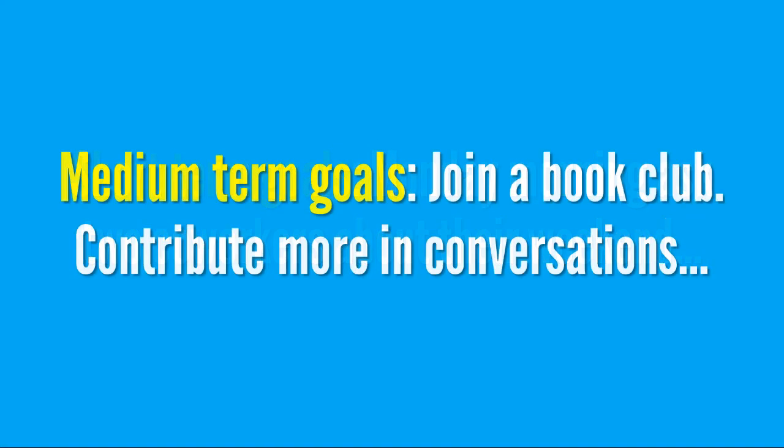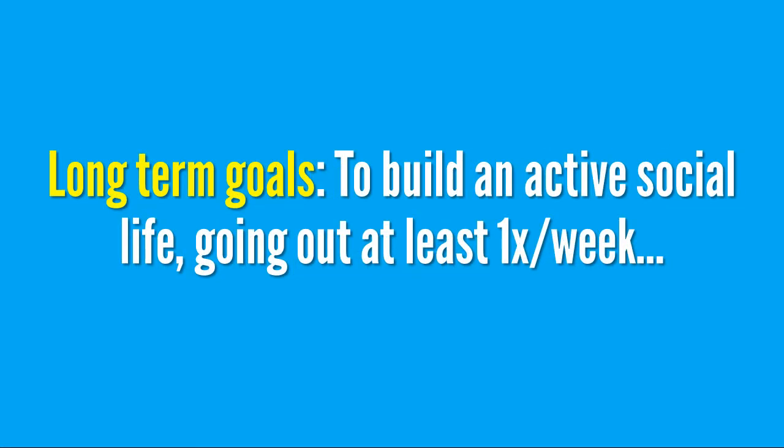Okay, her medium-term goals included joining a book club, contributing more in conversations and revealing more of her own opinions and ideas, practicing asking open-ended questions, and practicing telling anecdotes. Again, very specific. And then her long-term goals included to build an active social life, going out at least once a week, and to make at least 2 to 3 new friends within the next year. Okay, very specific, using numbers. You know exactly what she wants.